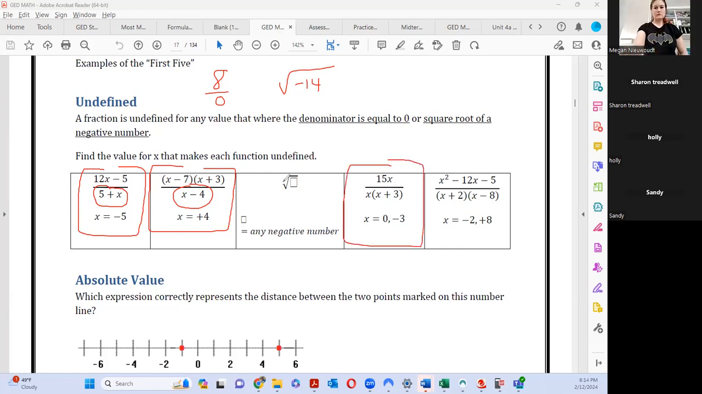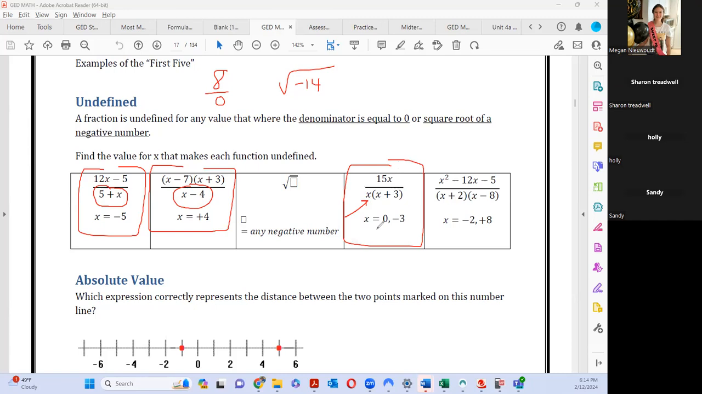Now, this is the example you're most likely to get, where you have 2 instances of x in your denominator. Does everybody see that you have two instances of x in your denominator? So you have to treat them separately. So what could this value be to make this denominator 0?